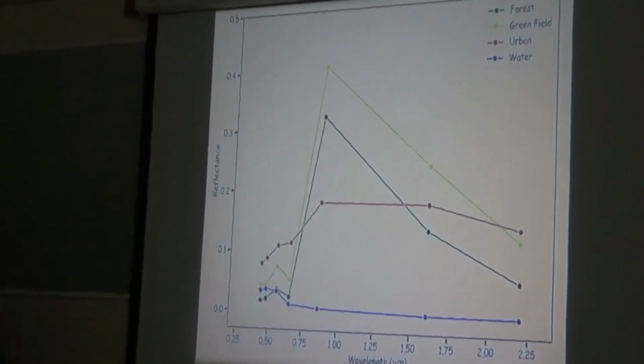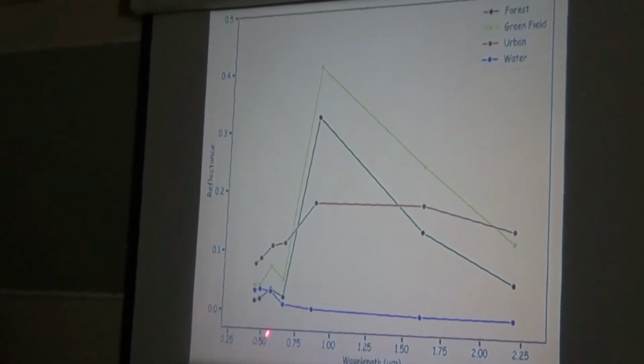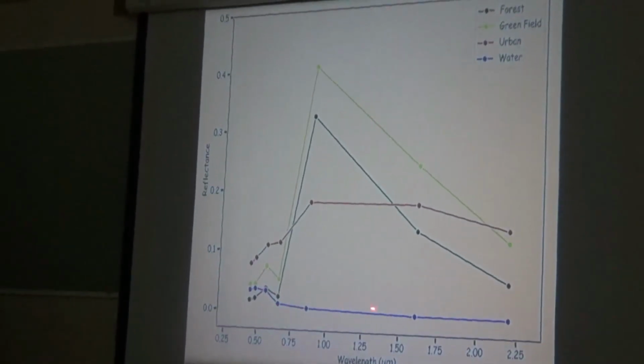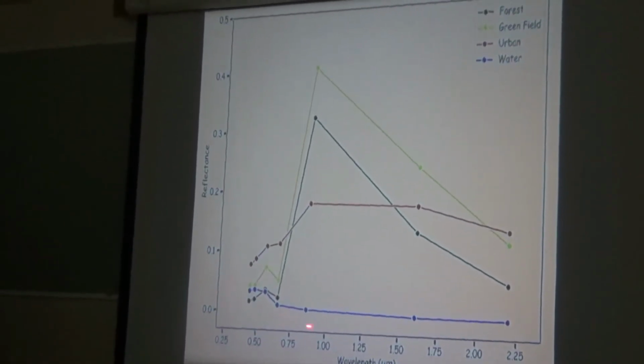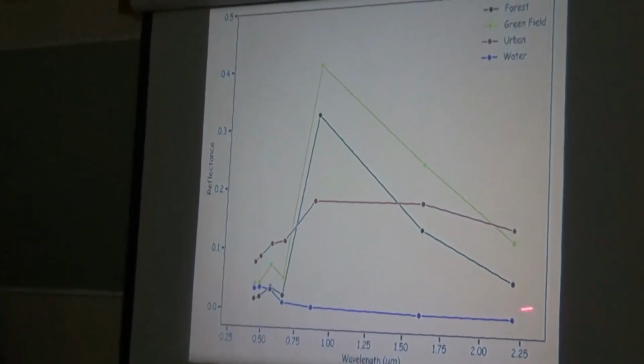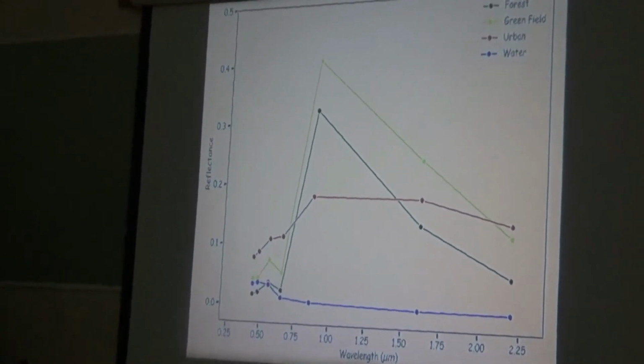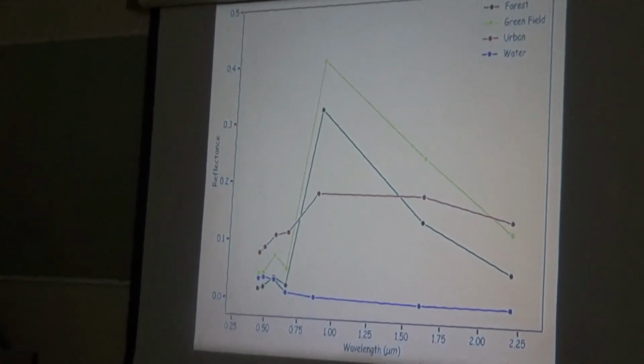And then water is completely different. Water, we can see high blue values, moderately high green values, and then everything else is so low it's basically zero. And there's almost no reflectance at all for water in the near infrared or the shortwave infrared. All infrared light is basically absorbed by water.